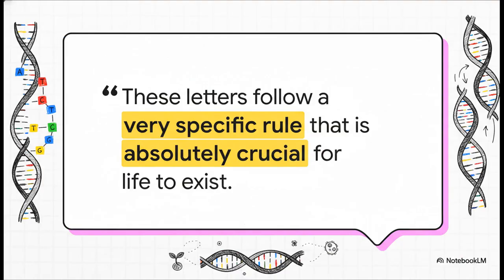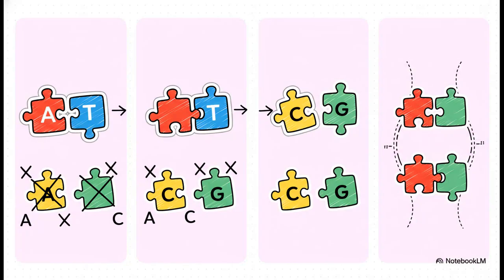But here's the kicker. It's not just a random jumble. These letters pair up in a very specific way. And this rule is absolutely essential for DNA to work, for it to copy itself, and for life to even exist at all. And the rule is so simple, it's beautiful. A always pairs with T, and C always pairs with G. Every time. It's like a perfect chemical handshake. These pairs form the rungs of our twisted ladder, holding the whole thing together with incredible precision.